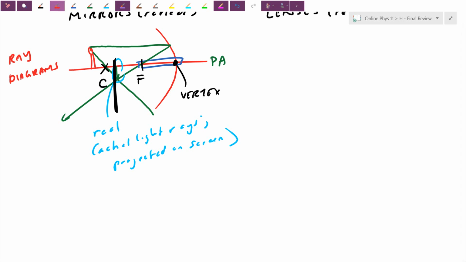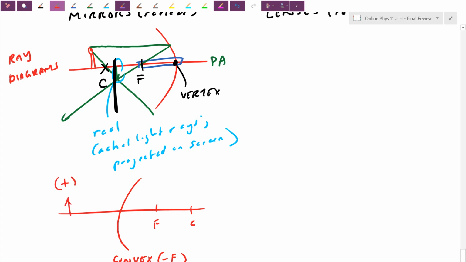It's possible that the mirror can be the opposite way. So let's say this is a convex mirror. A convex mirror here, we actually have a negative focus because our center of curvature is inside the mirror. The focus, which is halfway, is on the negative side of the mirror. The positive side is the side where the light rays actually stay on. The negative is the opposite side.